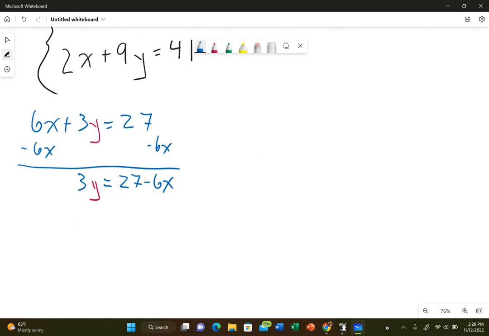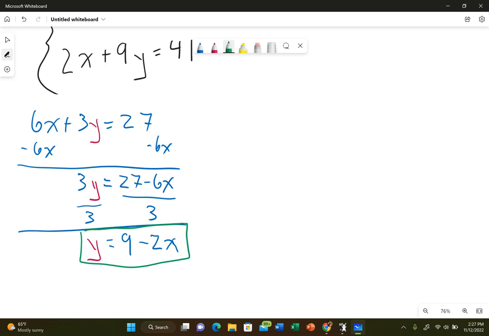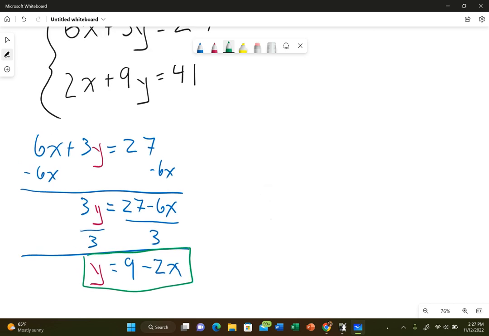Well, y is still not by itself. It's almost there, but I got one more thing I got to do here. I'm going to divide by 3. When I do that, I'm left with 3y divided by 3. I'm just left with a y. This equals 27 divided by 3 and negative 6x divided by 3. Now, both of these numbers are divisible by 3. 27 divided by 3 is just 9. That's kind of nice. And negative 6x divided by 3 is negative 2x. So that worked out kind of nicely for us. Okay, so I'm going to draw a box around this because here's one of my equations. I got y equals 9 minus 2x.